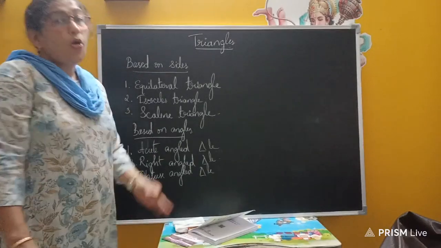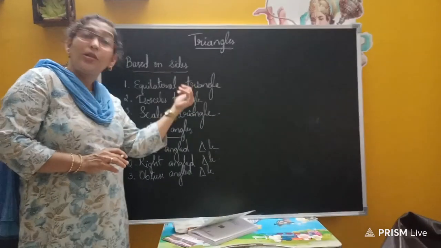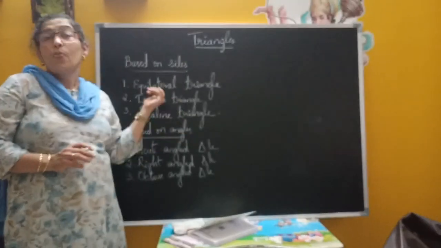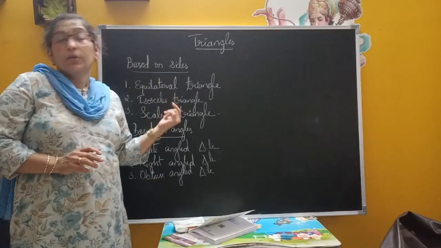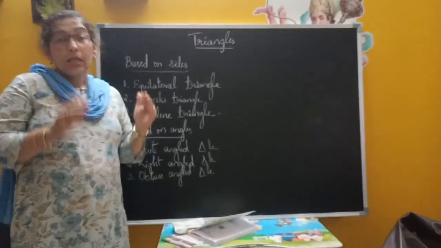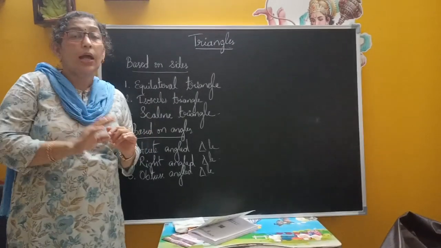And in an equilateral triangle, all three angles are also equal. How much are they? 60 degrees each. Then what do we call it? We call that an equiangular triangle. So all equilateral triangles are equiangular also.